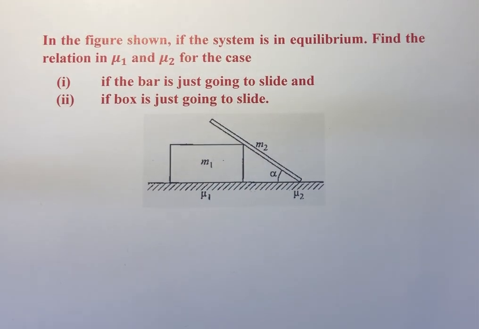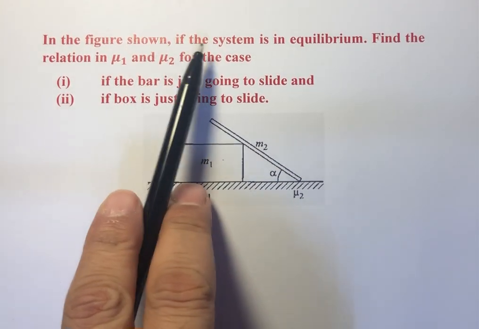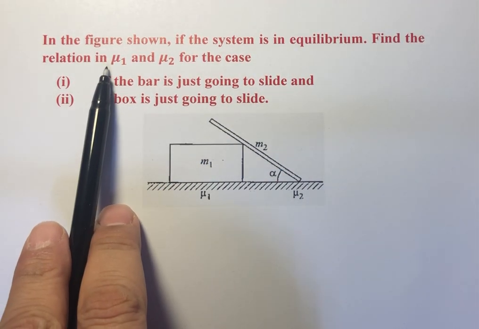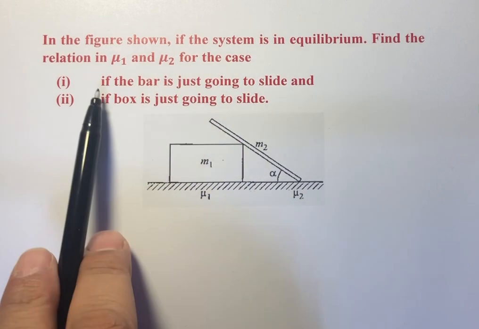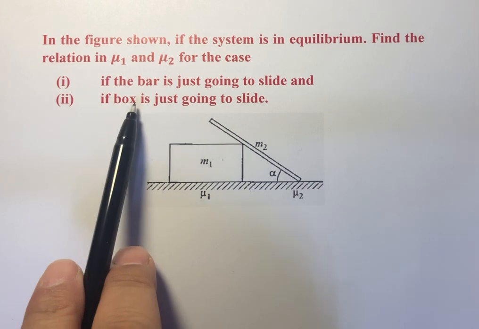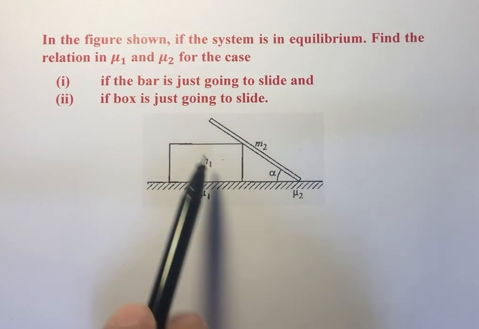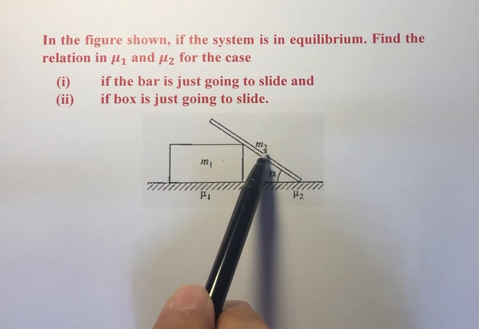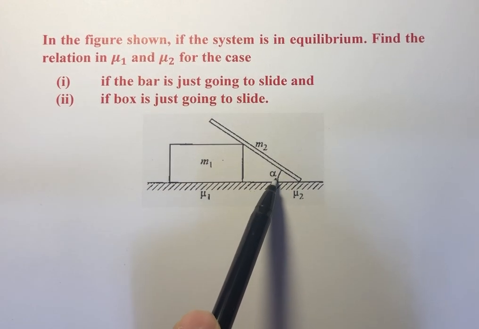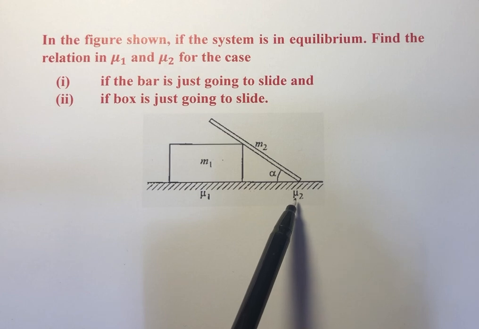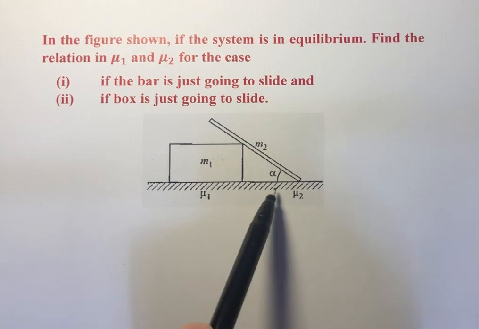Hello friends, so in today's question, in the figure shown, if the system is in equilibrium, find the relationship between mu1 and mu2 for the case, first if the bar is just going to slide and if the box is just going to slide. So this is a box which is having a mass m1, this is a rod having a mass m2 making an angle of alpha with the horizontal. Mu1 is the coefficient of friction between m1 and the ground, and mu2 is the friction coefficient between the rod as well as the ground.